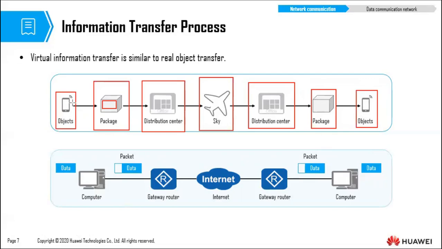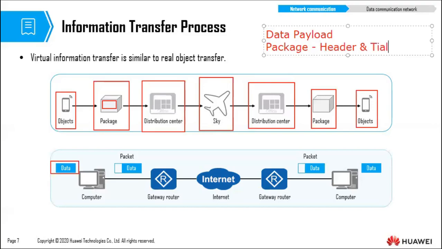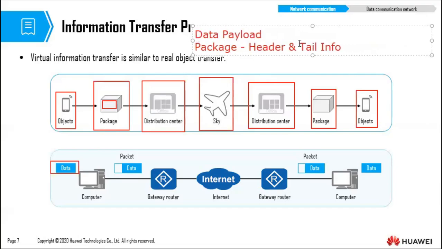Now let's have a look at it. So now you have some data that you want to send to a particular destination. This original data is normally called a data payload. It's normally called a what? A data payload. Now, this data payload, we are going to package it. Now, how do we package it? We package this particular data by including what we call header and tail information. So we add header and tail information. Once we add header and tail information, then this particular data payload becomes what we call a packet.